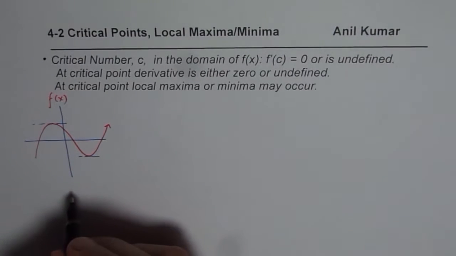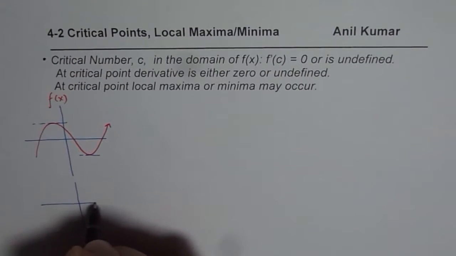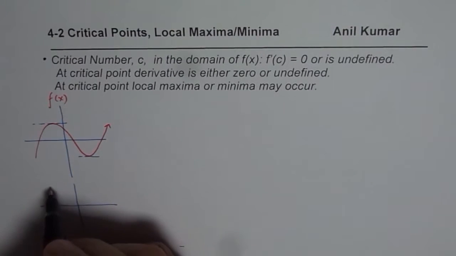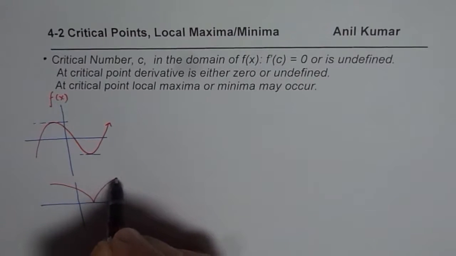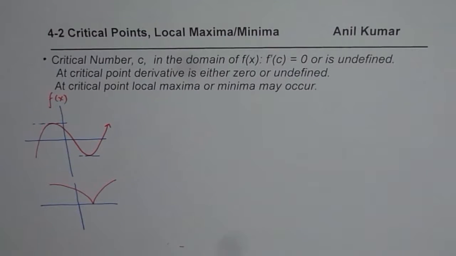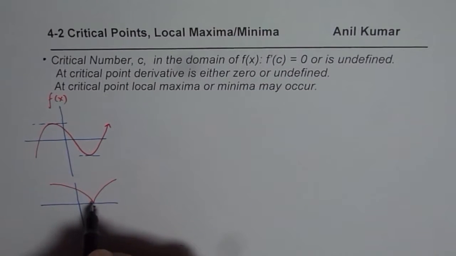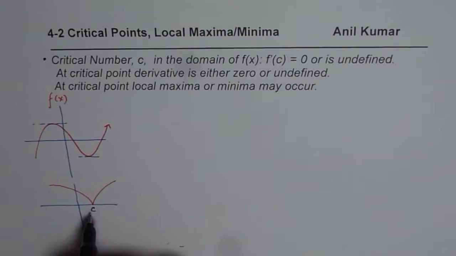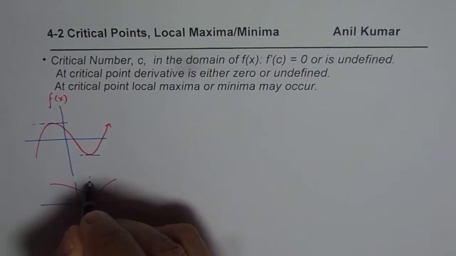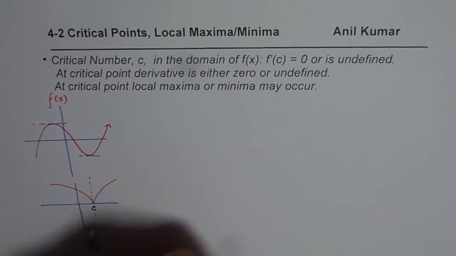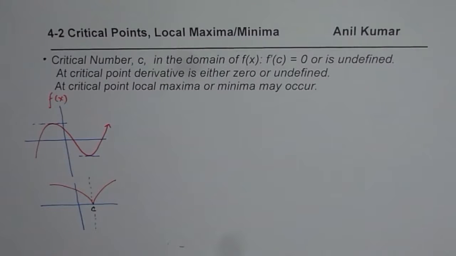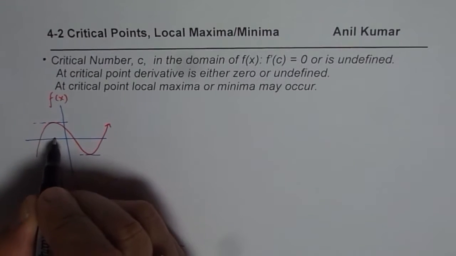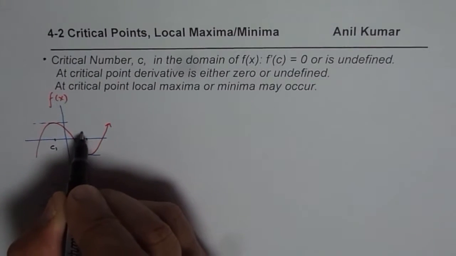Or we could have a situation where the graph could be kind of like a cusp here. In this case, at this point, it is the critical number, since here the first derivative is not defined, right? So you could say if you draw a tangent at this point, then it is a vertical line. Do you see that? A vertical line. So in both the cases, we do have critical numbers, and in the first case, we have two critical numbers. One, let me call this C1, the other one C2.